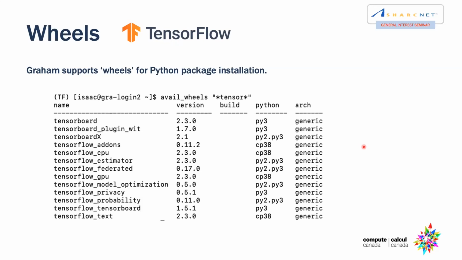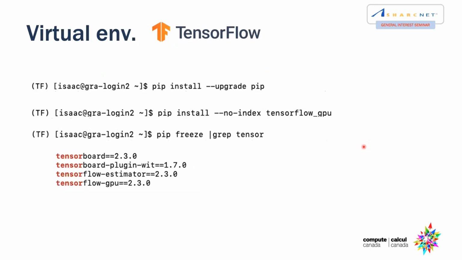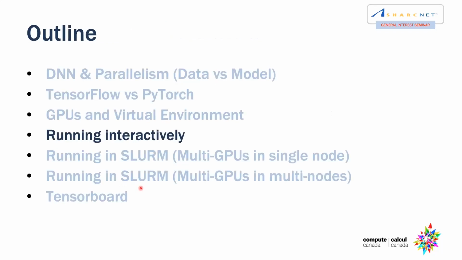If you can't find the package you want in the available wheels, then you have to install it by yourself. And then there could be some problems, or maybe it works fine without any problem. Anyway, this is the typical way. It's the same idea I just showed you for PyTorch. So let me go straight on.